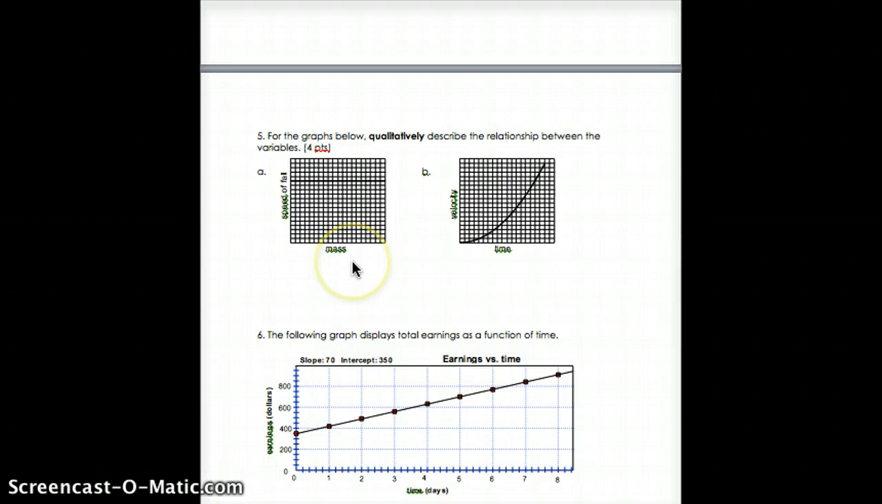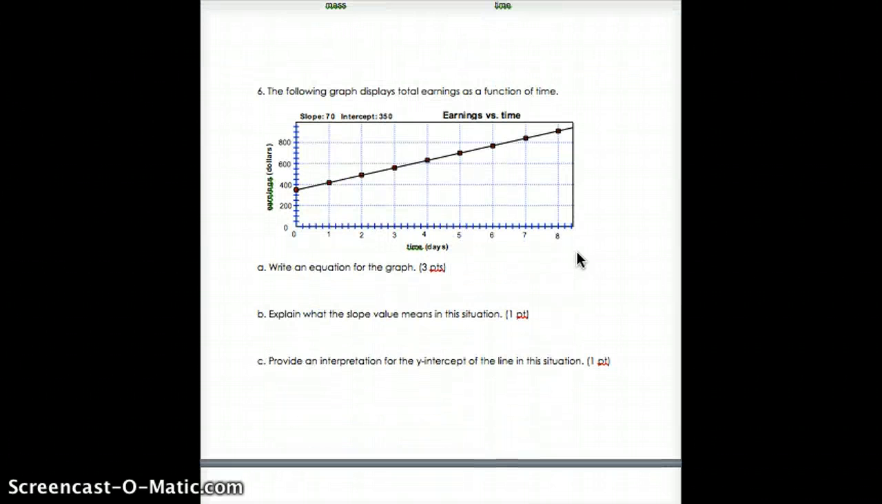In number 5, it's asking them to qualitatively describe the relationship between the variables. So in A and B, I'm looking for them to write a written description of what is happening. So as X increases, Y does this, or X and Y are directly proportional, something like that, as a written relationship.